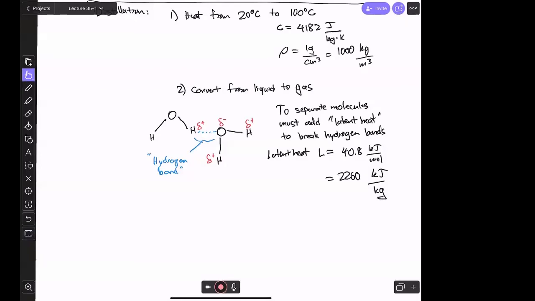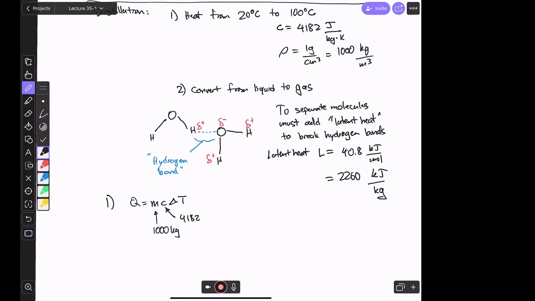Okay, Sydney, can you walk us through it, please? So for the first part, you can use Q equals mc delta T. And we can convert 1 cubic meter of water to kilograms using the density. So m is 1,000 kilograms. c we know is 4182 joules per kilogram Kelvin. And then delta T is 100 minus 20 degrees Celsius, so 80. So 80 Kelvin, which is equal to 80 Celsius because we're talking about a delta T.